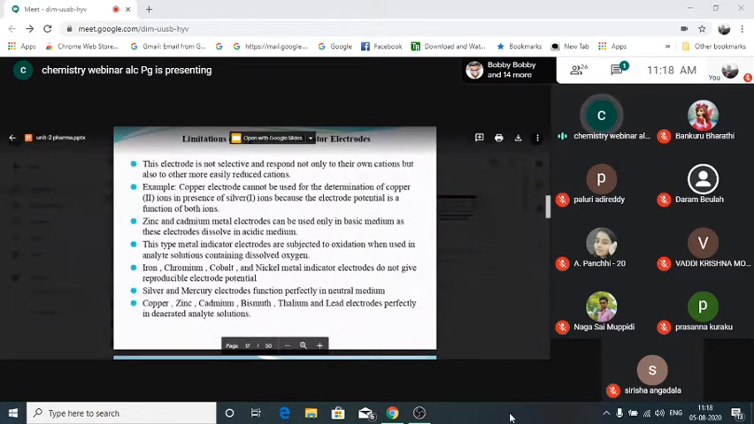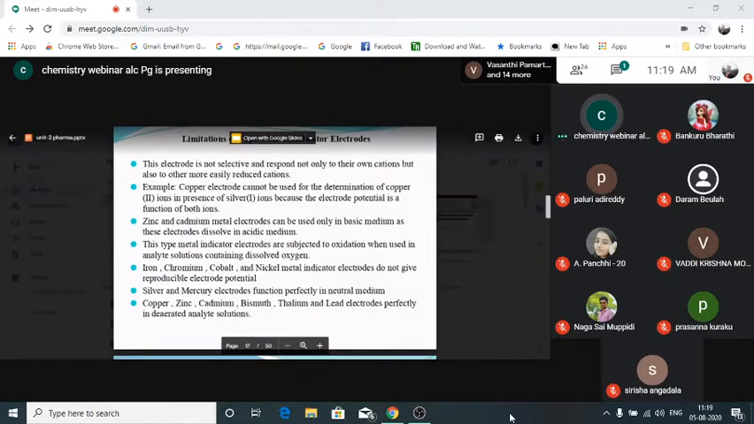But such a phenomenon you are not going to observe if you use the iron indicator electrode, or chromium, cobalt, and nickel indicator electrodes. Why? Because if these electrodes are dipped in a given analyte solution, today 3 times and tomorrow 3 times, you are going to get 6 values, and all the 6 values may not be the same. Some may be the same, some may be different, some may show slight deviation, or some may show greater deviation.